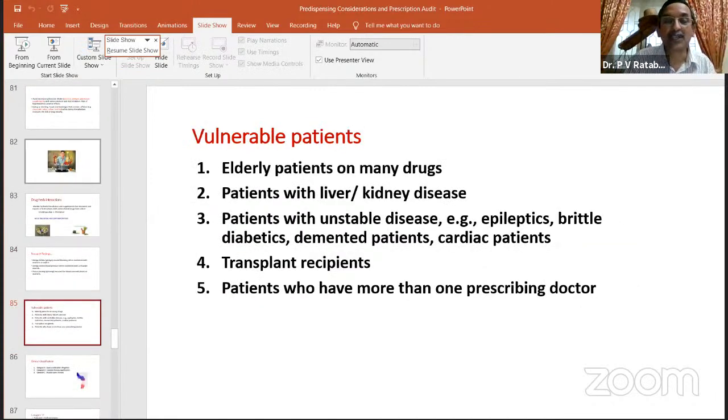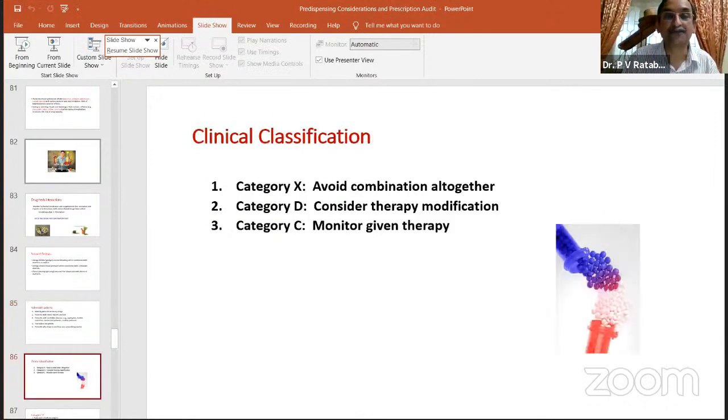These are the vulnerable patients: elderly, patients with liver disease, patients with unstable disease, transplant patients, or patients who have more than one prescribing doctor. The patient may have a physician, an orthopedic surgeon, a gynecologist, a geriatrician. There are so many doctors prescribing to one patient, and there might be 4 or 5 prescriptions together. Each doctor does not know what the other has done. So here you have a role to play. See what the patient actually takes, especially if it is an elderly patient.